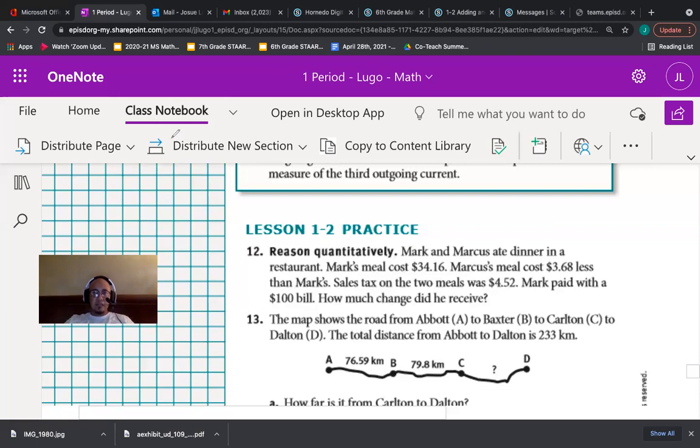Again, they give you Mark's cost. You can easily figure out Marcus's cost by simply subtracting this from Mark's. So that's going to be a certain dollar amount. You can add those once you figure out what Marcus's meal is. After subtracting whatever you get, you're going to add that to 34.16 to get the cost of the meal. Add the tax, which they give to you. So don't let the word tax freak you out. They give it to you. And then subtract all of that from 100. Remember that 100 is an integer. There is a decimal there. So when you're subtracting, make sure that you line it up according to that decimal.